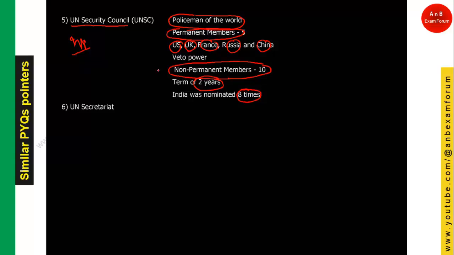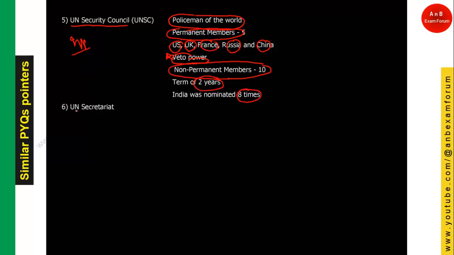And what is so special about these permanent members? They have veto power. What is veto power? This is a very special power by which they can block any decision taken by the UN Security Council without any argument. It is like saying, I want this, I don't want this. So these are the veto powers.